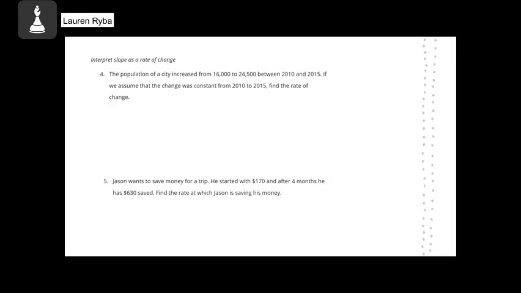We've worked with slope before, but now we've got a word problem that we need to translate into points to then be able to find our slope, or more commonly called a rate of change when we're talking in real world. It says the population of a city increased from 16,000 to 24,500 between 2010 and 2015. If we assume the change was constant from 2010 to 2015, find the rate of change.